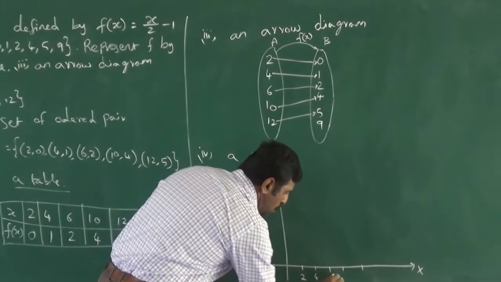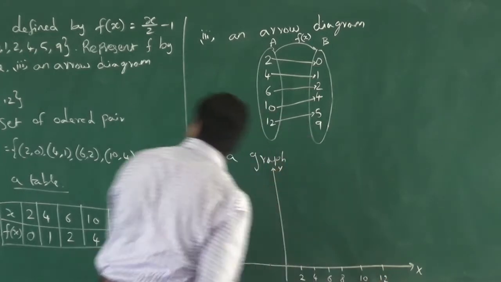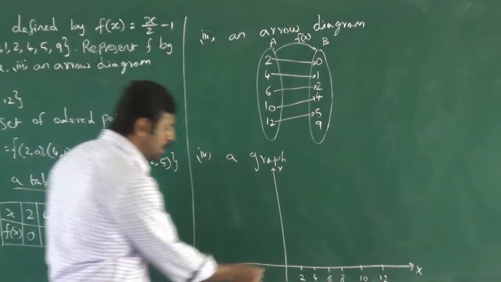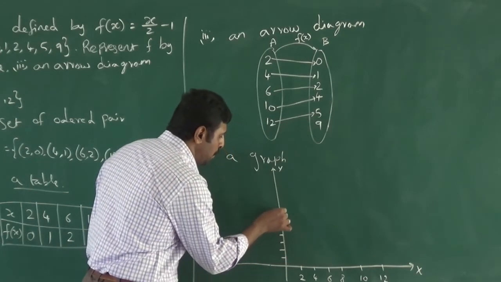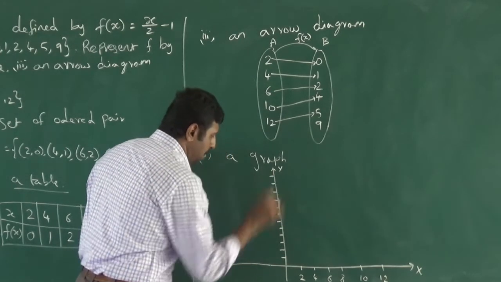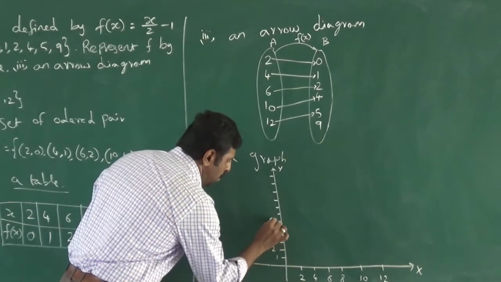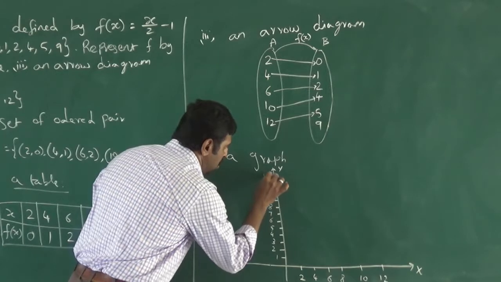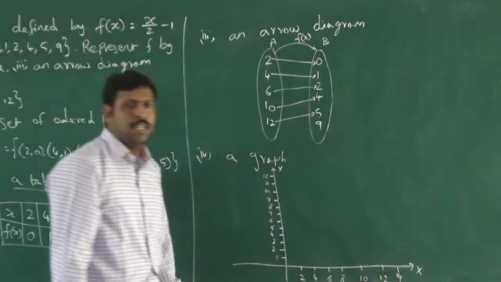I take this 2, 4, 6, 8, 10, 12. Right? And then the B value is 1 to 9. Then we will start from here 0, 1, 2, 3, 4, 5, 6, 7, 8, 9, 10, 11, 12, right? Here also we get 14 extra.